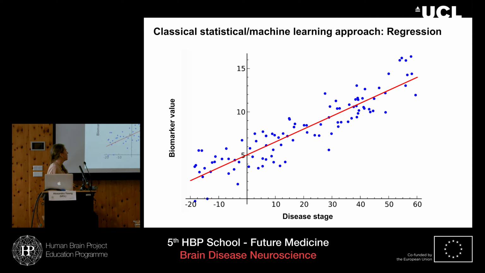So the most common statistical or machine learning approach that's been applied to this is regression. This helps us recover quantitative biomarker trajectories by allowing us to plot disease stage on the x-axis, and then on the y-axis we have biomarker values, and we can simply extract progression patterns by comparing.